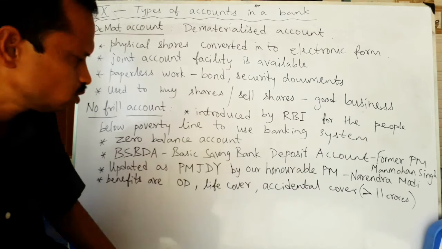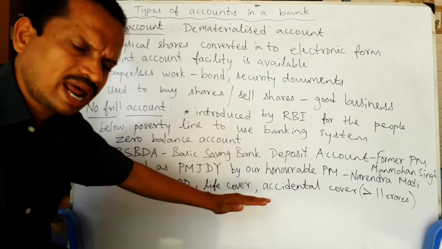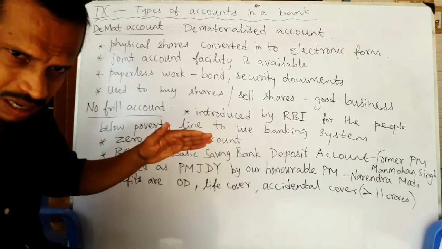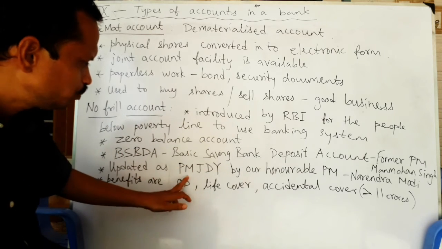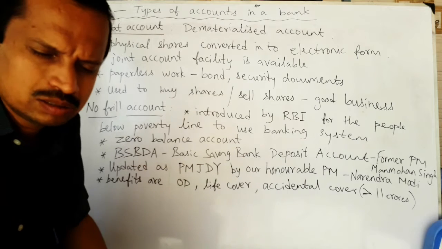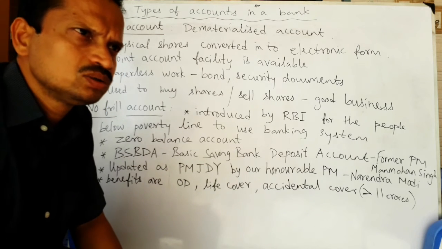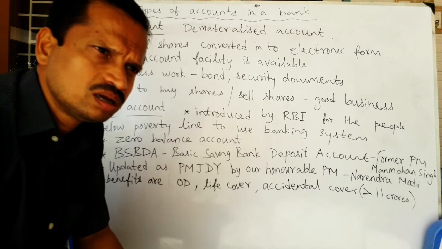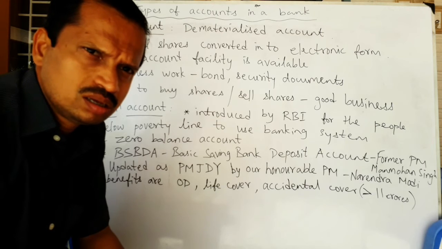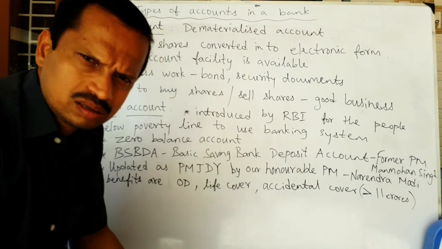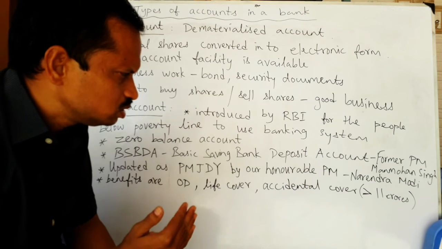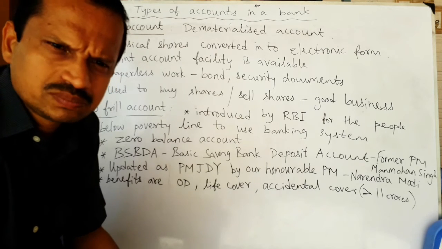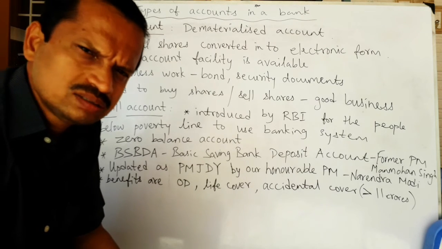But the main thing, okay, benefits are OD, life cover, accidental cover, everything is there in this account, that is PMJDY. At present, this no frill account is updated as PMJDY, that is Prime Minister Jan Dhan Yojana. So this account is a record, that is a Guinness record, because when they introduced this, you see, more than 11 crore people opened this account. So this comes under the Guinness record.